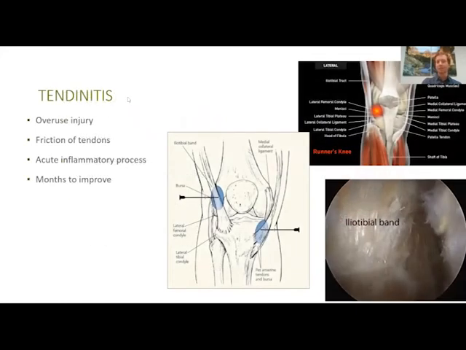Tendonitis is very similar, and a lot of times it's friction of the tendon or too much stress on the tendon that causes pain, and it can last a very, very long time. It can be very, very problematic.